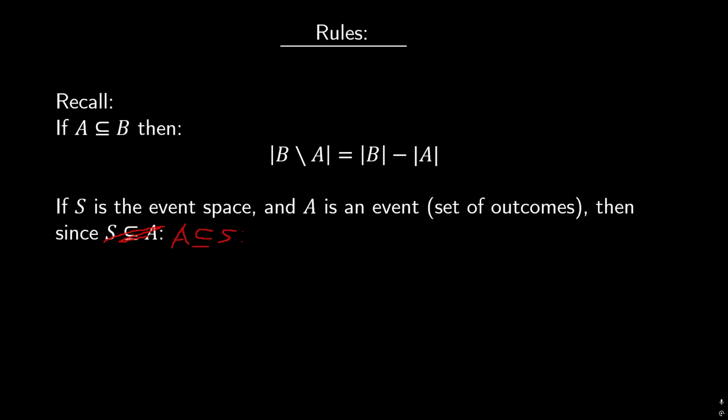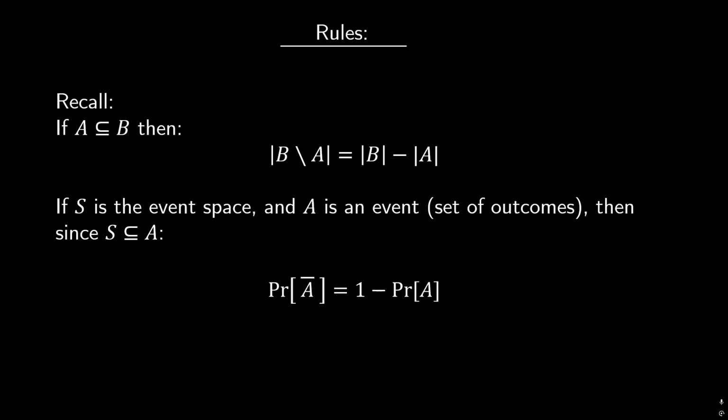Okay, but since A is a subset of S, that's what it means to be an event, then it has to be the case that the probability of S set minus A, think of this as the probability that an outcome that is not in A occurs, by definition happens to be the probability of S minus the probability of A. And from the previous slide, we talked about how this basically means 1 minus the probability of A, which we're going to write in this way, with a bar above A.